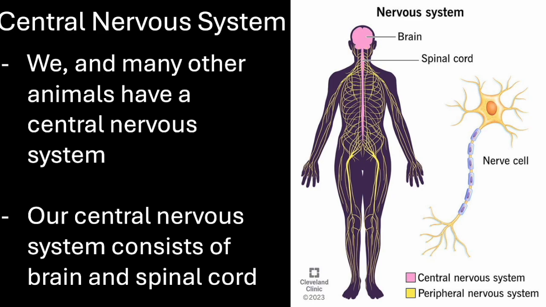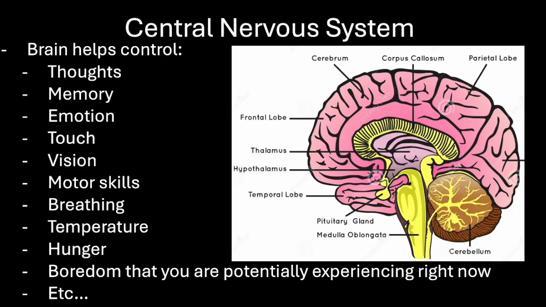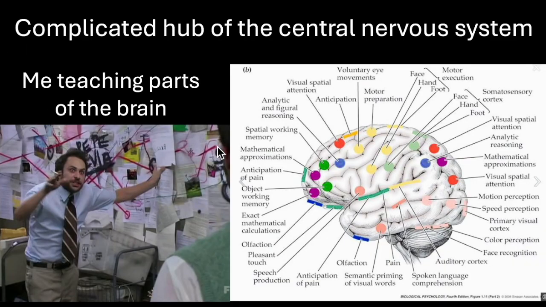And our central nervous system controls a lot of different functions, including thoughts, memories, emotion, touch, vision, motor skills, breathing, temperature, hunger, probably the boredom that you're experiencing right now. Pretty much anything that you can think of is partially controlled by the central nervous system. So it's the hub. Again, we're in the organ system sections where we could talk about these individual systems for an entire class. This is me teaching it, so it's going to be a little bit more chaotic and rough around the edge.